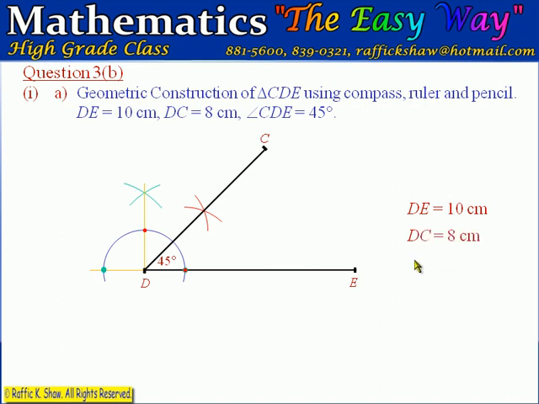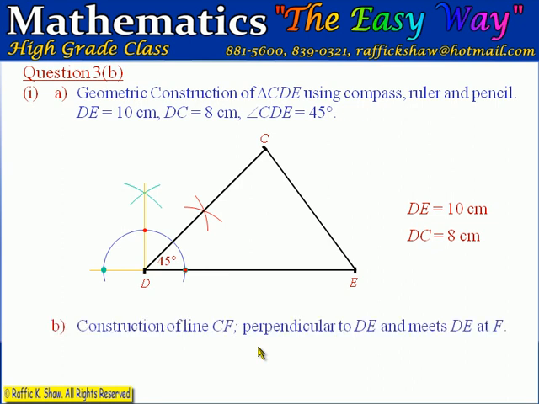So we can place that DC is marked 8 centimeters, and then to complete the triangle we draw a straight line from C to E, and that will complete our triangle. So that's our triangle CDE. DE is 10 centimeters and DC is 8 centimeters, and that's our construction. Alright, so that's the first part.